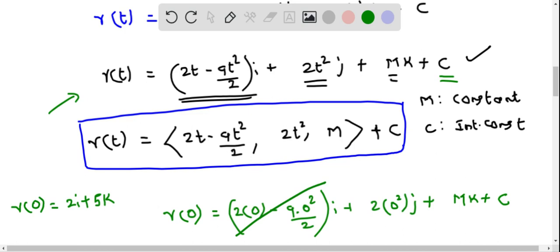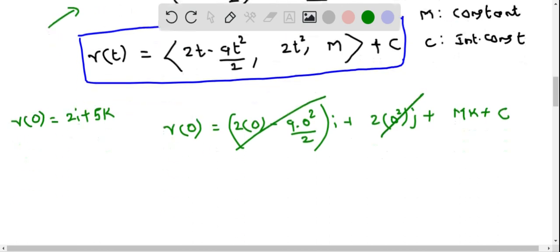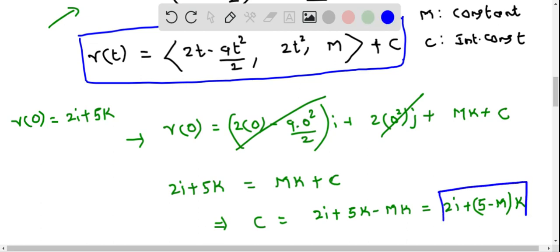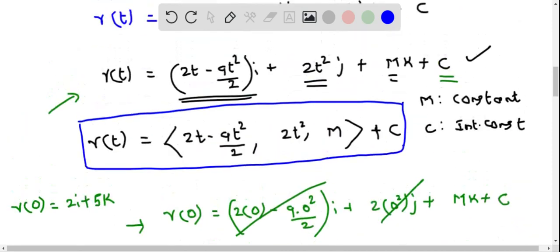And this quantity is 0 and this quantity is also 0. And we will substitute the value of r of 0 here. So therefore, this becomes 2i plus 5k. And this side, we have just mk plus c. So we can say that the value of c equals 2i plus 5k minus mk. Or else we can write this in factored form for k, that is 2i plus (5 minus m) times k. So this is the expression for the value of c, which we will substitute into this equation and write in terms of the component form.